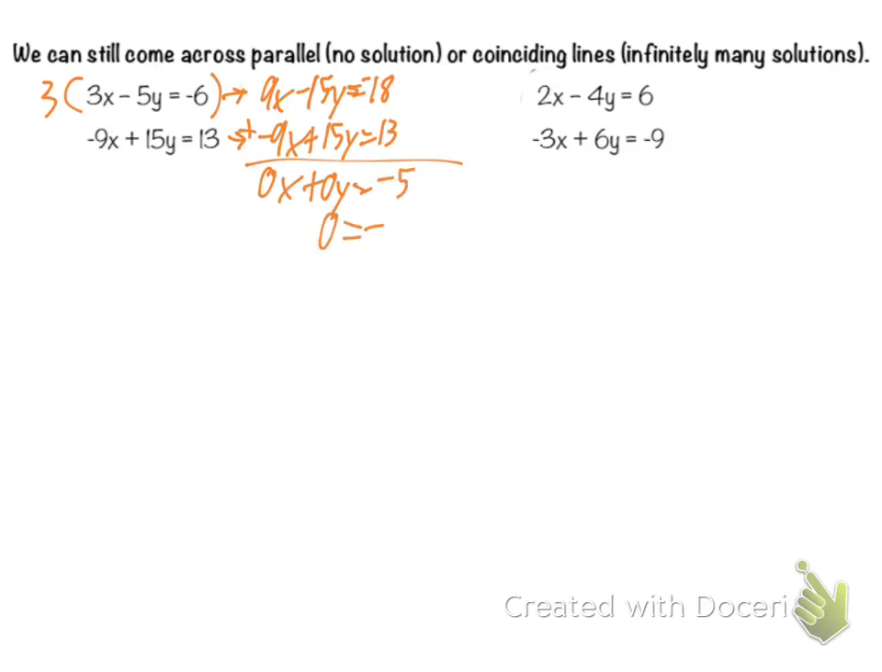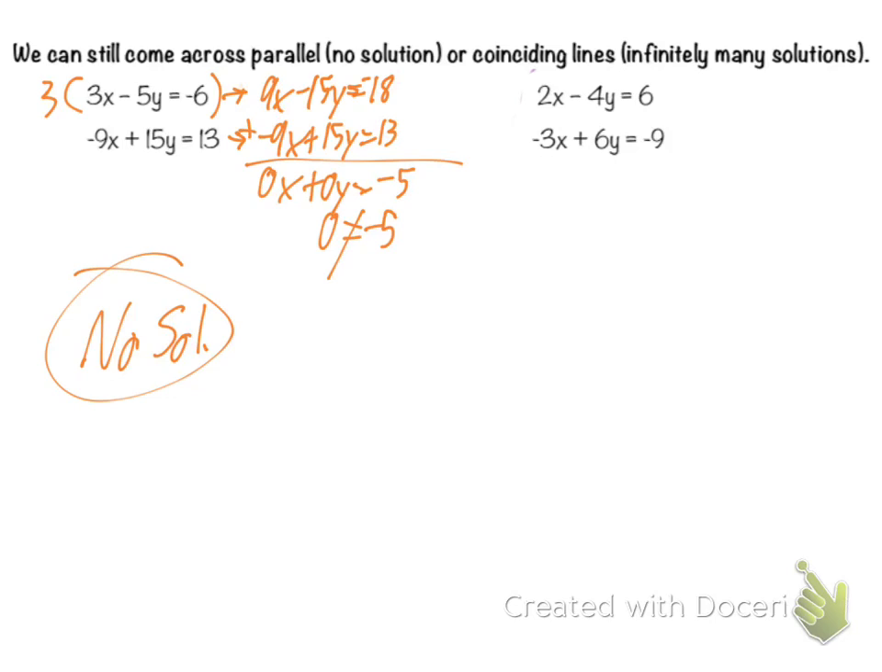Wait, does 0 equal negative 5? No. So what is this? No solution. Those are parallel lines. Whenever we get no solution with the system, that means they're parallel. They never, ever intersect. So anytime we go down to that not true equation, we always end up having no solution, every time we've seen it.